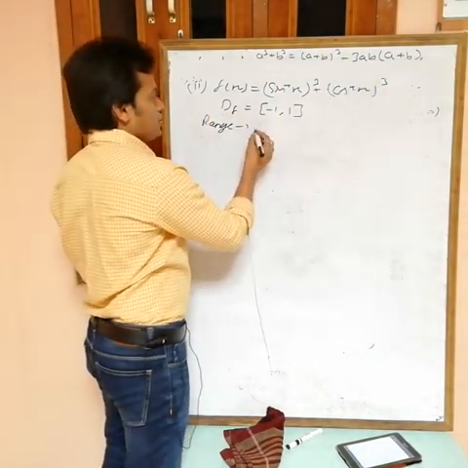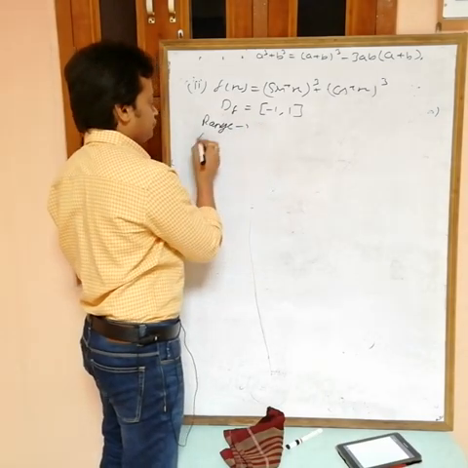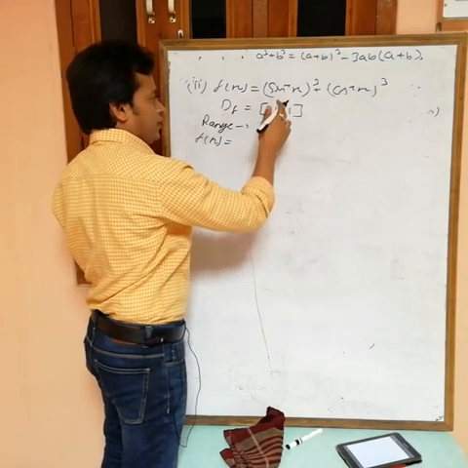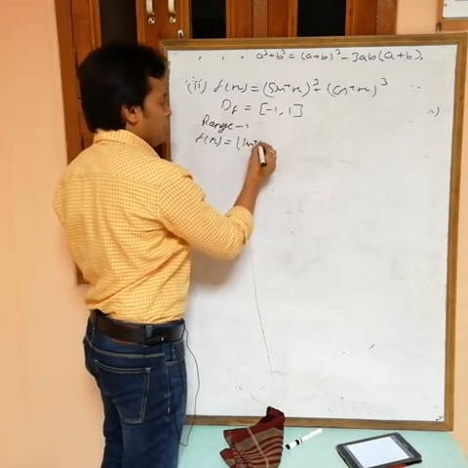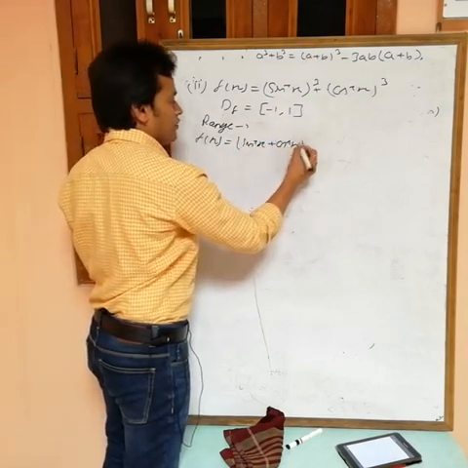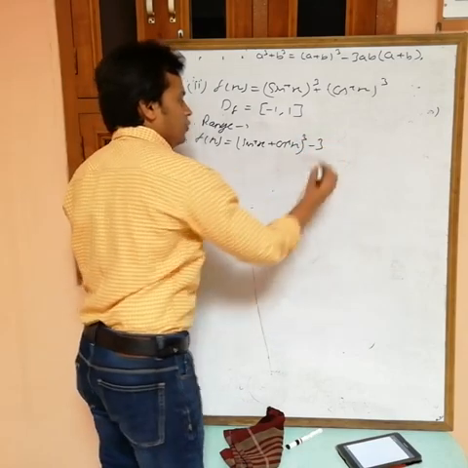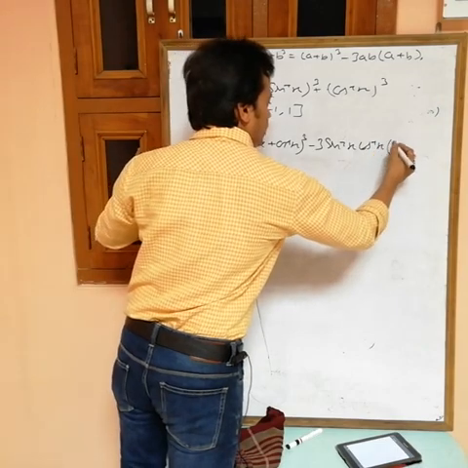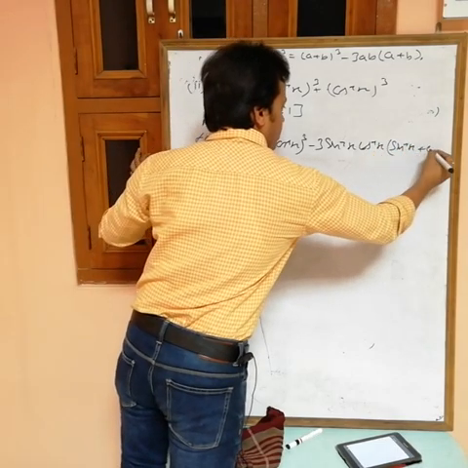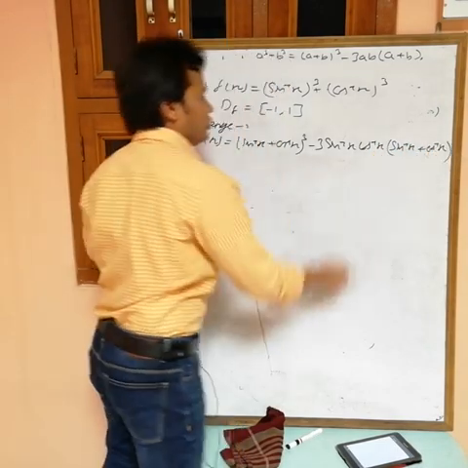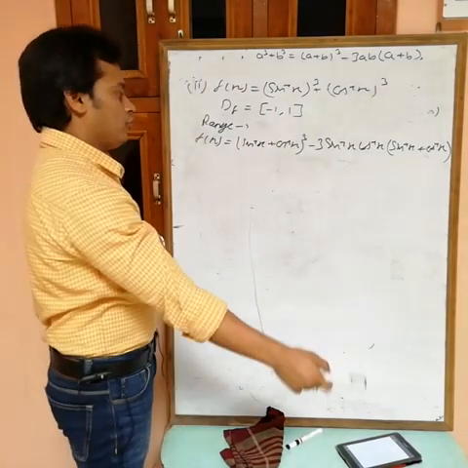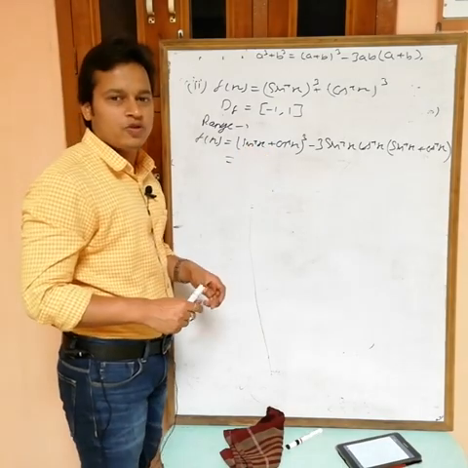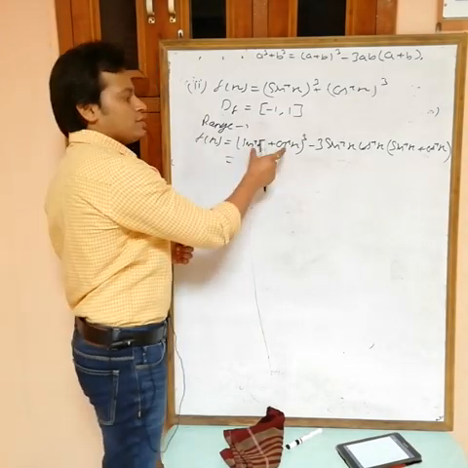So f(x) is equal to (sin inverse x plus cos inverse x) whole cube minus 3 sin inverse x cos inverse x into (sin inverse x plus cos inverse x). Okay, this is the formula of a cube plus b cube. Now why am I using this one? Because now I have the value of sin inverse plus cos inverse. Now we can simplify this one. This is equal to pi by 2.